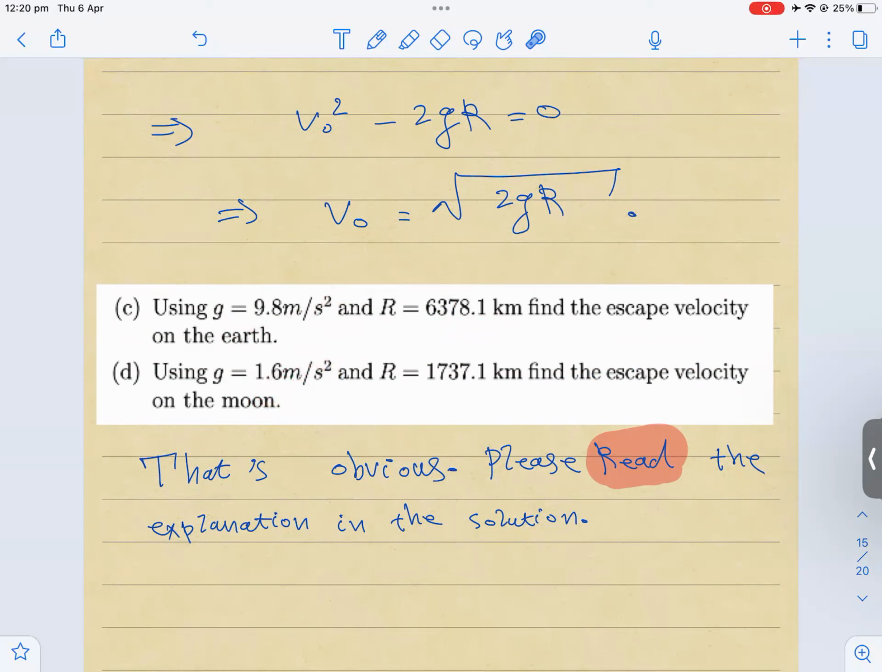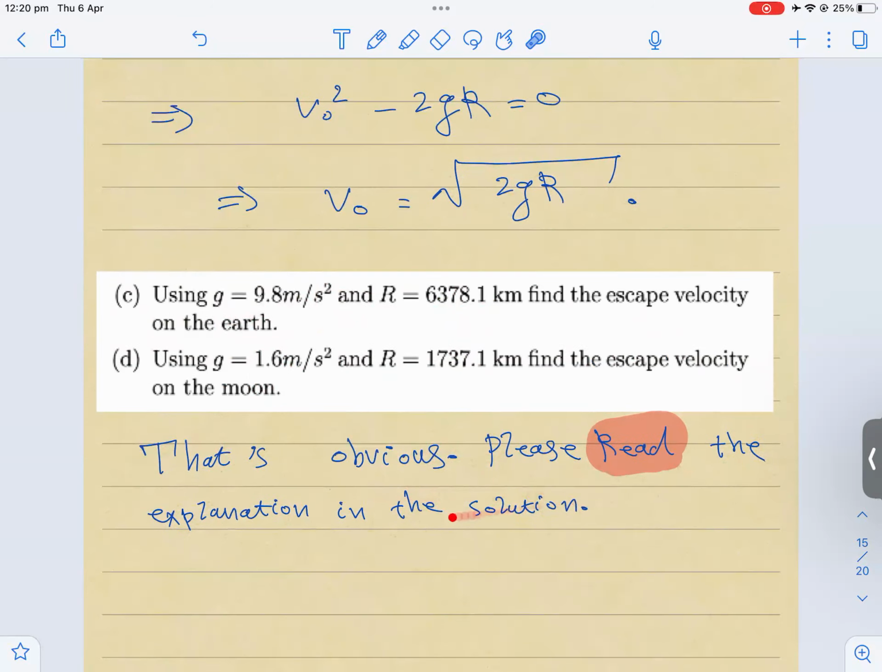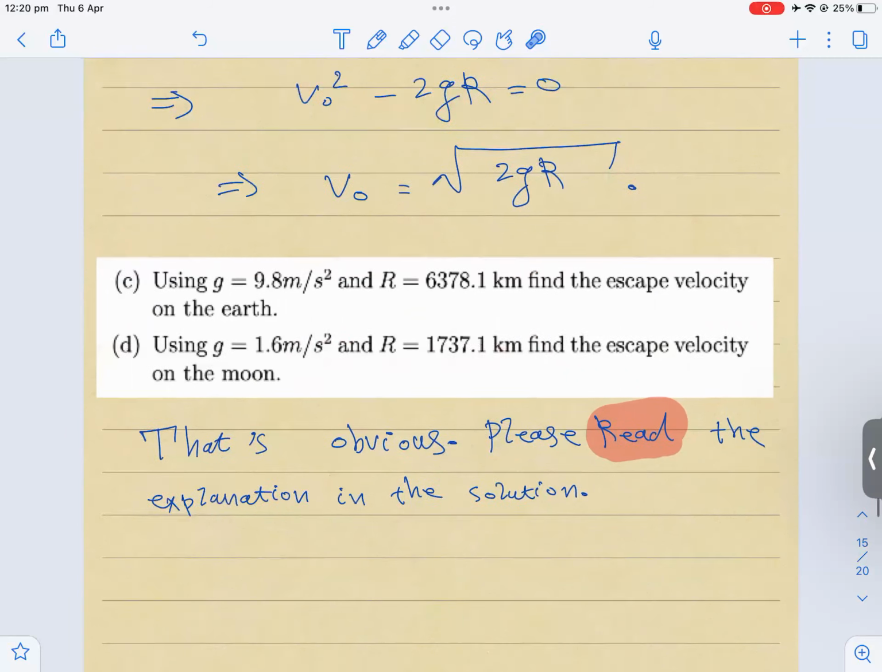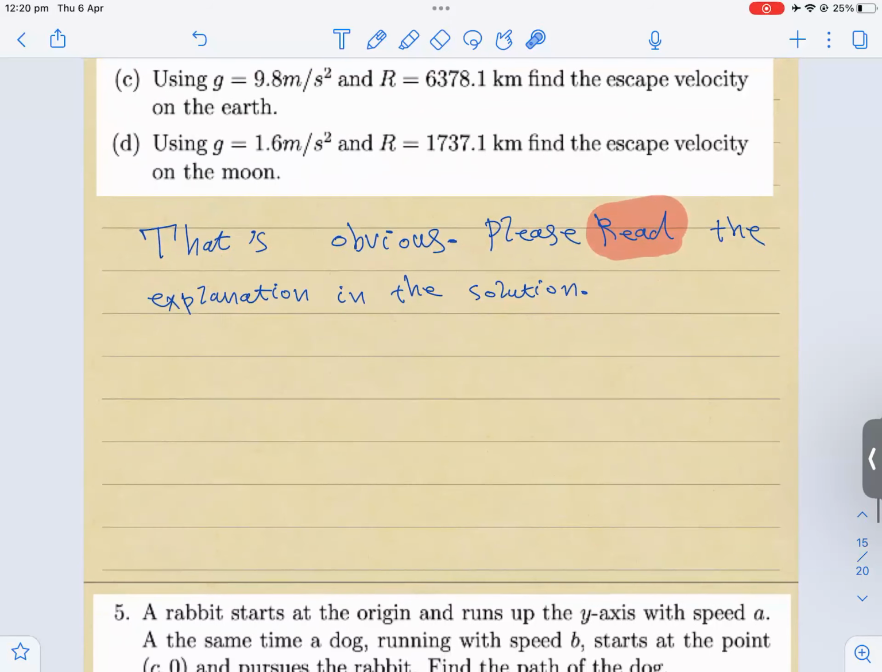So if you jump on the moon, since this is a lower number, you will go higher. And the radius is less, so the initial velocity needed there will be less. But you should read the solution because it has enough detail. It's just substituting, and it has some extra interesting information.